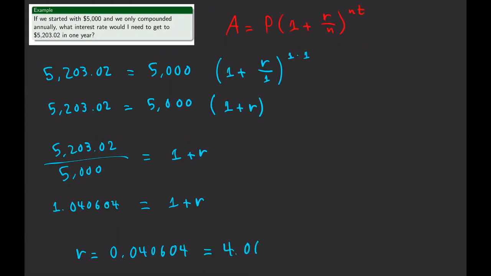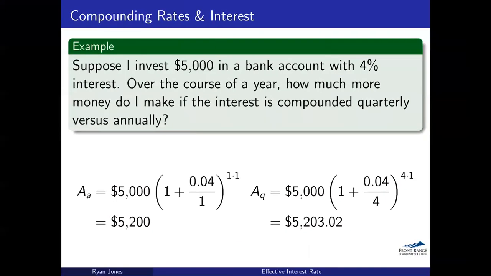And if I write this as a percentage, we're going to get 4.0604%. And so what we're seeing here is that if I were to have an interest rate of 4.0604%, and I start with $5,000, that's going to get me to this 5203.02. And so here's what you could say. You could say, well, if I compound at 4% quarterly, that's going to get me to this value. If I compound at 4.0604% annually, that's also going to get me to this amount. And that's a big thing right there.